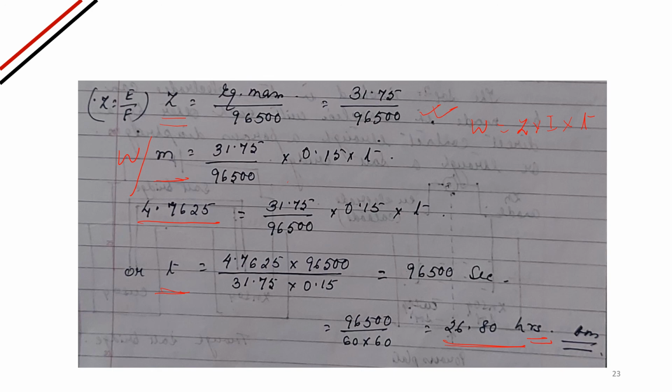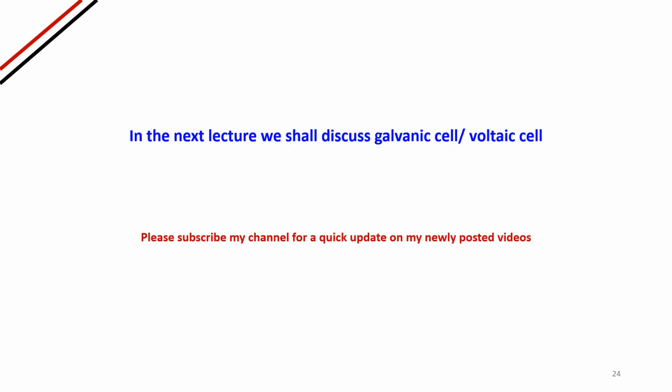I hope you have understood. Electrochemistry lecture 1 ends here. Please go through the video. It is a very conceptual chapter, so please concentrate and see the video. Go through the video, and if required, then take the help of the book also.